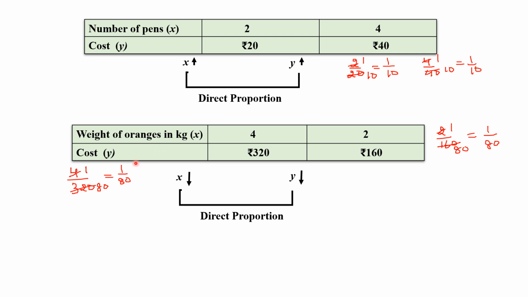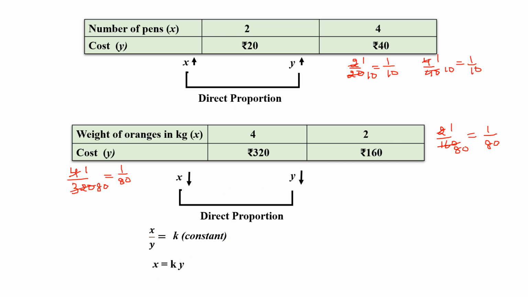In the second scenario, the first ratio was 1 by 80, and the second is also 1 by 80. So from here, we can write that X by Y is a constant. The ratio of X and Y is a constant, K. And when I cross multiply, it is X equal to K times Y.